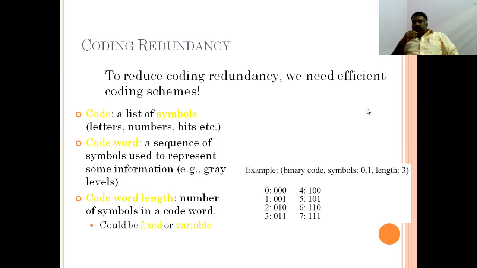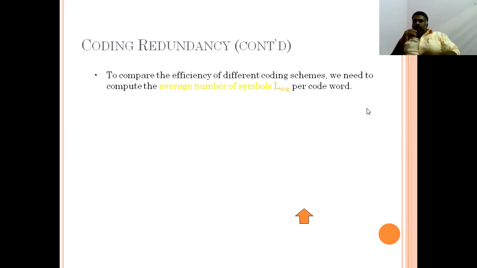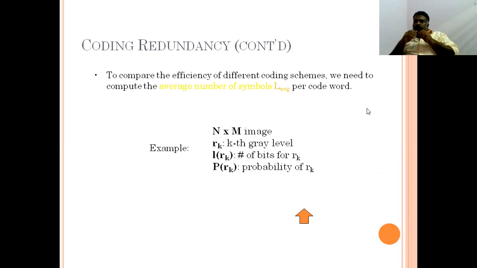The code word length is the number of symbols in a code word. To compare the efficiency of different coding schemes, we need to compute the average number of symbols, L suffix, the average per code word. We compare the efficiency of the coding redundancy or coding scheme. For the different algorithms, we use this mechanism.